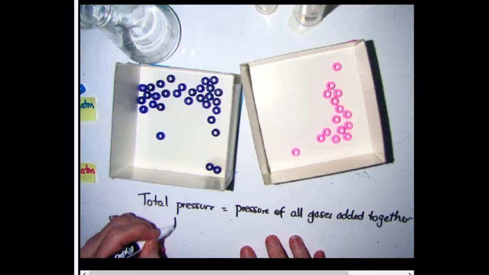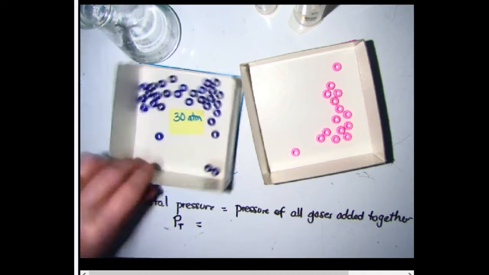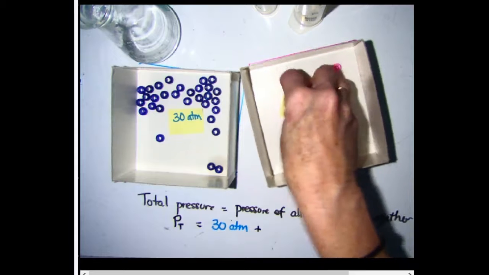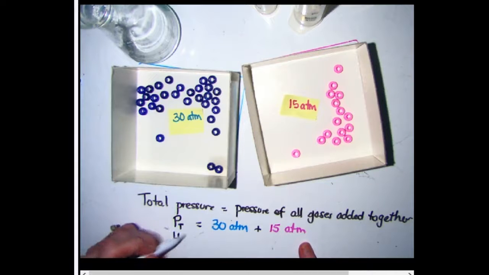So if we want to say pressure total, what we know is that we have a blue gas here, and the blue gas's pressure is 30 atmospheres. And then we have a pink gas, and the pink gas has a pressure of 15 atmospheres. So this is not a difficult process, this is just an addition thing. So we understand that the total pressure equals the sum of the pressure of all the gases. So we know the total pressure is 45 atmospheres. Okay? So that is Dalton's law.